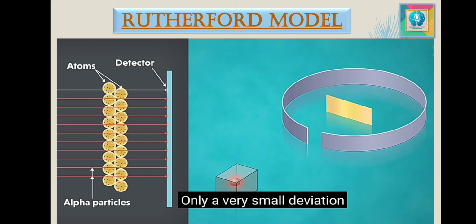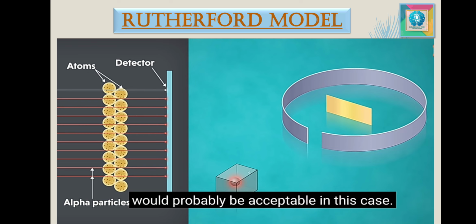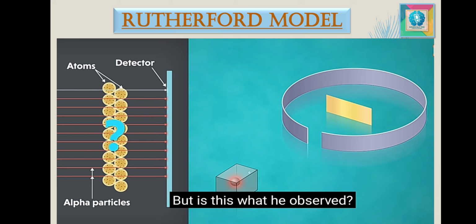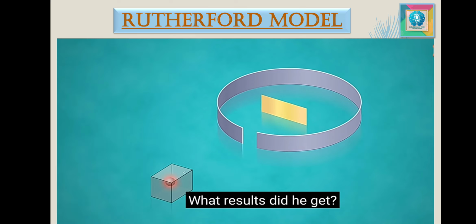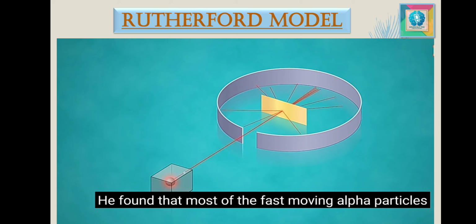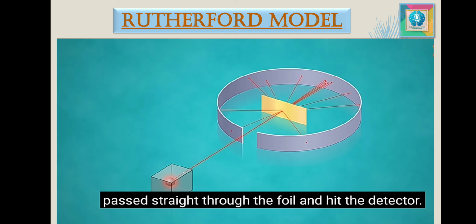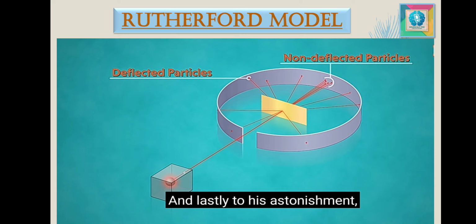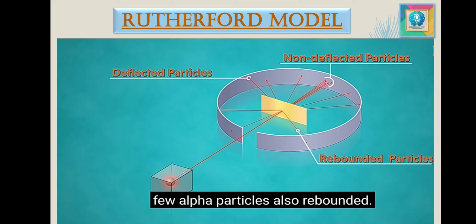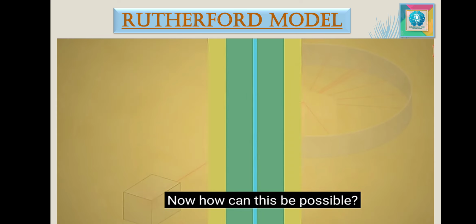Seeing all these things, Rutherford was really astonished by the changes. Seeing the result, he found that most of the fast moving alpha particles passed straight through the foil and hit the detector, whereas some particles got deflected by small angles, and very few alpha particles rebounded. So these were the three observations made by Rutherford in his experiment.